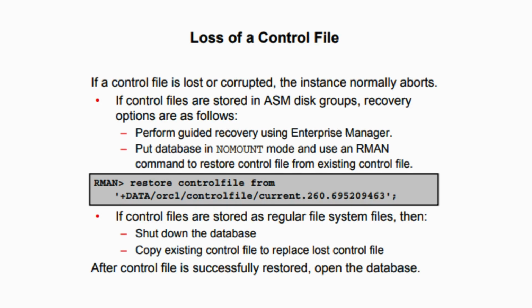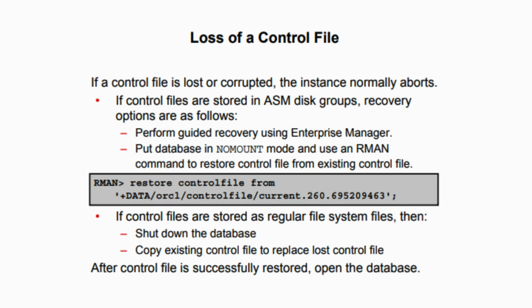The options for recovery from the loss of a control file depend on the storage configuration of the control files and on whether at least one control file remains or all have been lost. If using ASM storage, and at least one control file copy remains, you can perform guided recovery using Enterprise Manager or perform manual recovery using RMAN as follows.